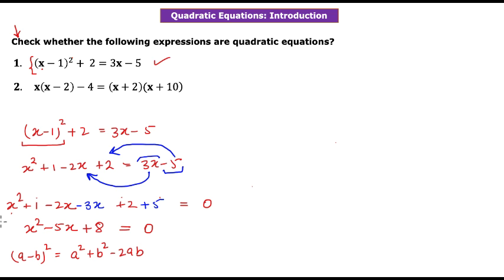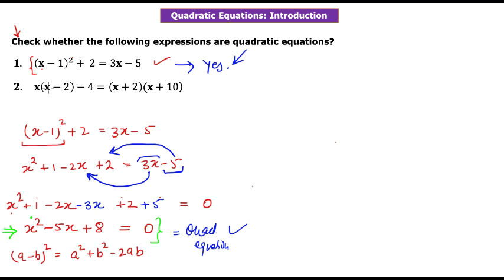Now, what do you notice? That you have an expression here. The highest power of this is 2, and the coefficient of x squared is not equal to 0. So we will say that this is indeed a quadratic equation. And yes, it is. The answer to the question first is yes, it is a quadratic equation.